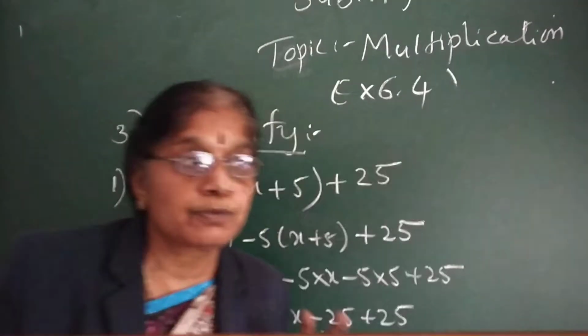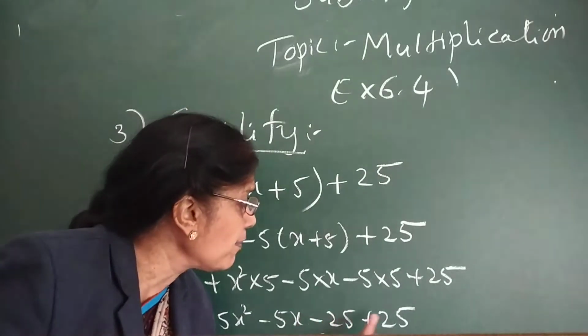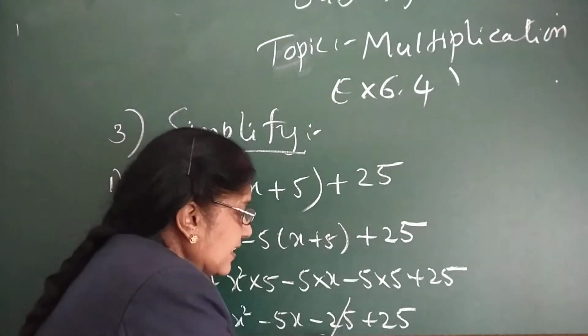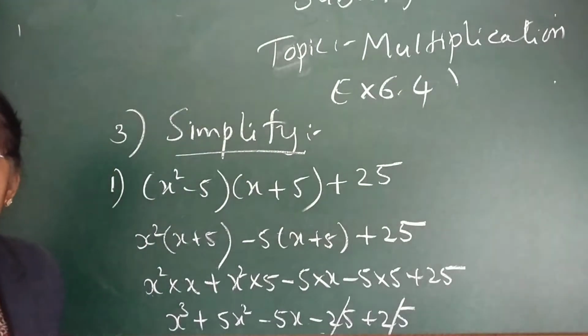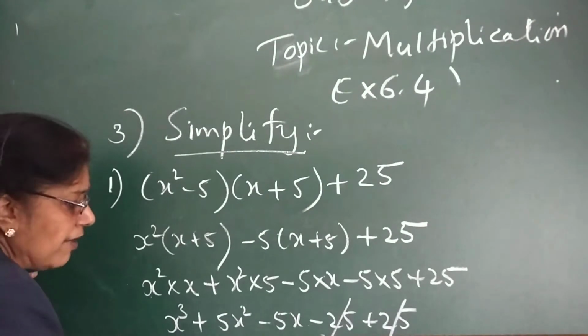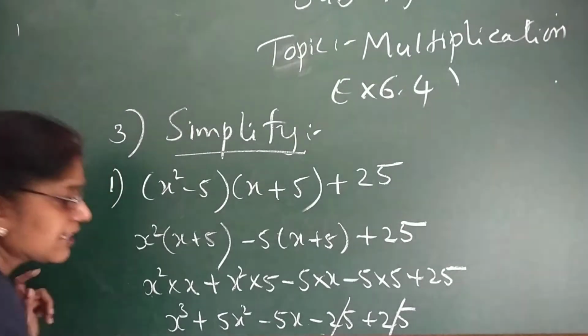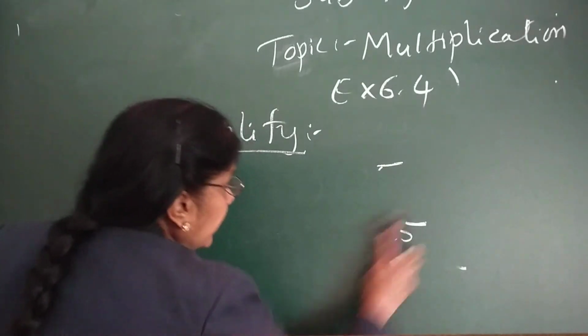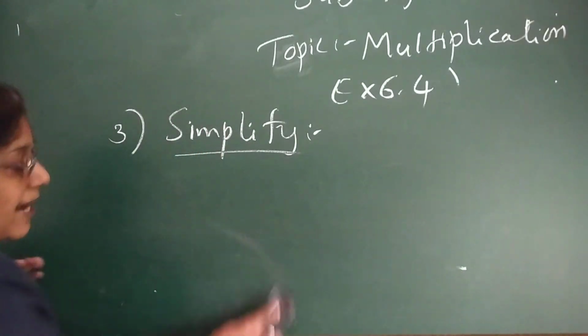In mathematics one rule is there: same constant, one is plus and another is minus, it gets cancelled. So minus 25 plus 25 get cancelled. So your answer is x cube plus 5x square minus 5x. That is your answer. So in simplify, you came to know how to do it. Simplification is done this way.